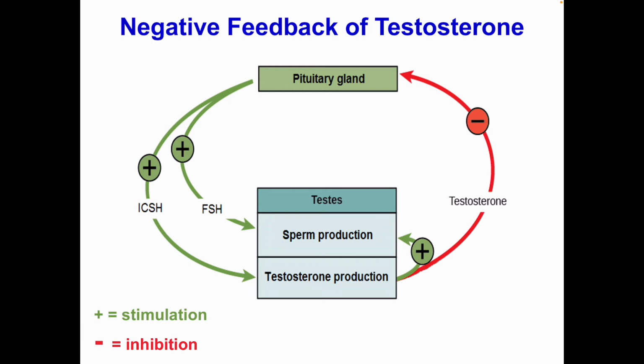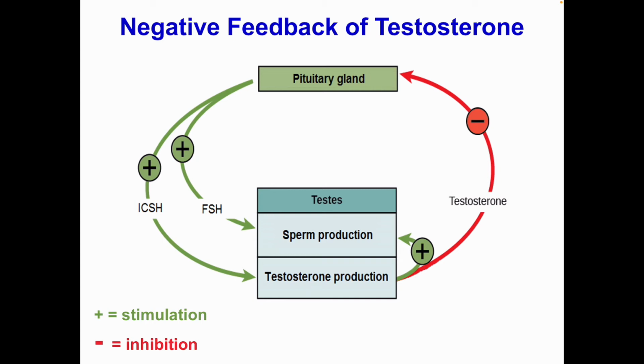Let's look at this in a bit more detail. You'll see on the diagram that the green arrows represent stimulation and the red arrows represent inhibition. If we start off up at the pituitary gland, the pituitary gland releases FSH and ICSH. FSH stimulates sperm production and ICSH stimulates testosterone production. And testosterone itself stimulates sperm production.